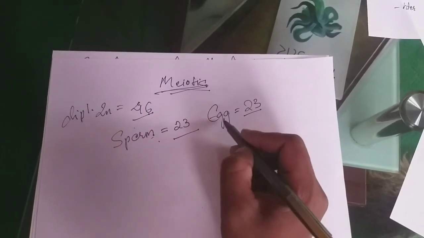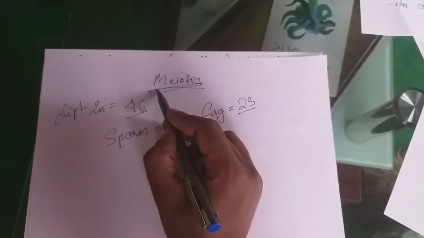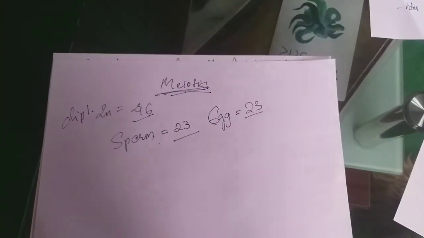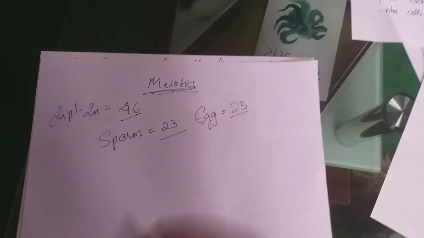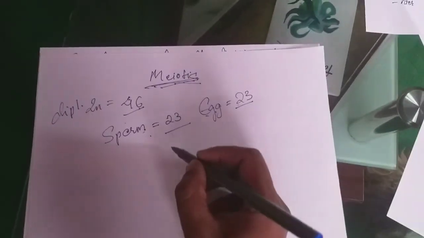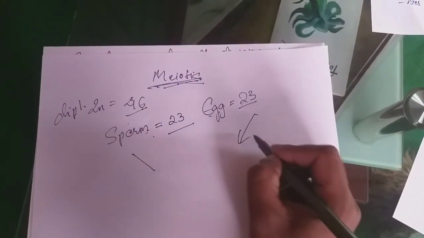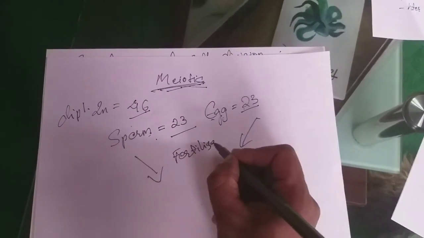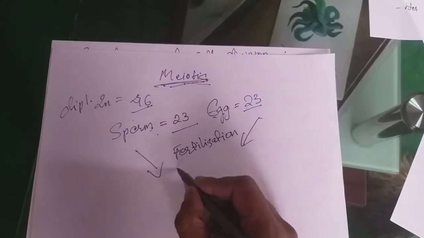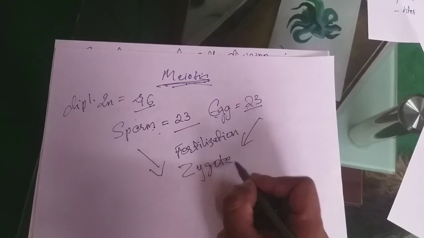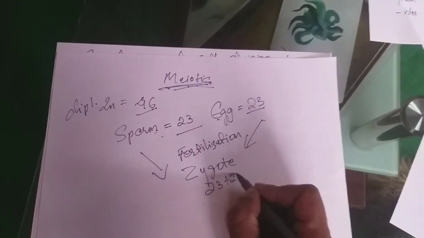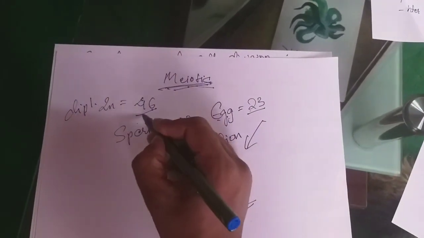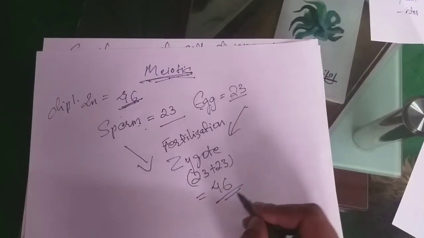Egg and sperm are reproductive cells, and reproductive cells divide by the process of meiosis. So the number of chromosomes will decrease to half. Sperm equals 23 and egg equals 23. When they fuse with one another during fertilization to form a zygote, the number of chromosomes gets added, and ultimately it will be 46. So the number of chromosomes in the parent as well as the offspring is maintained.